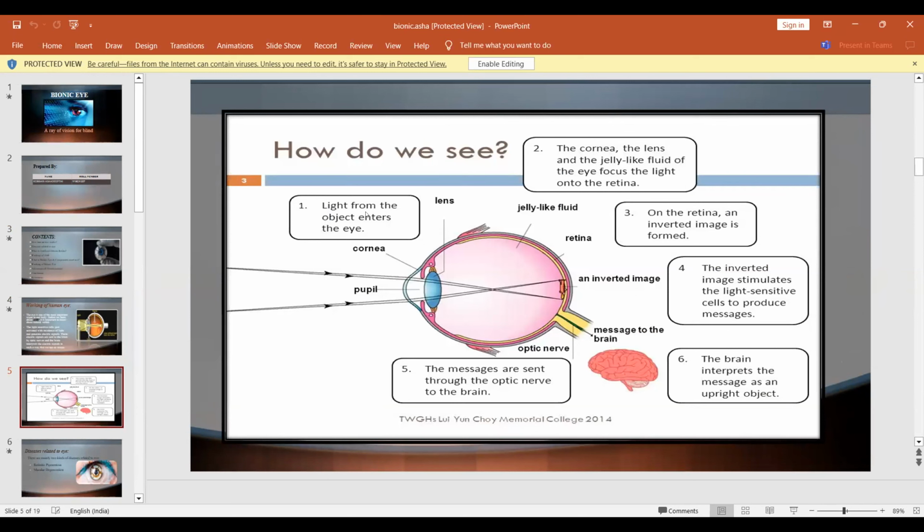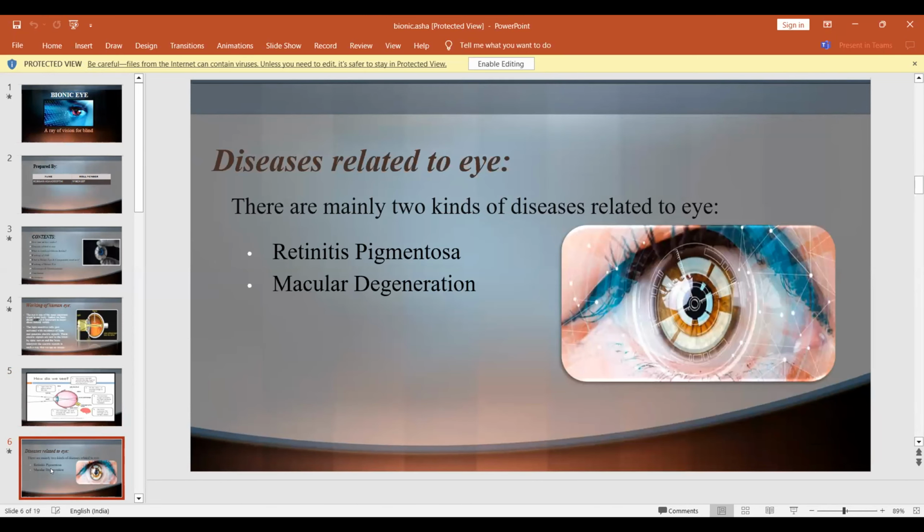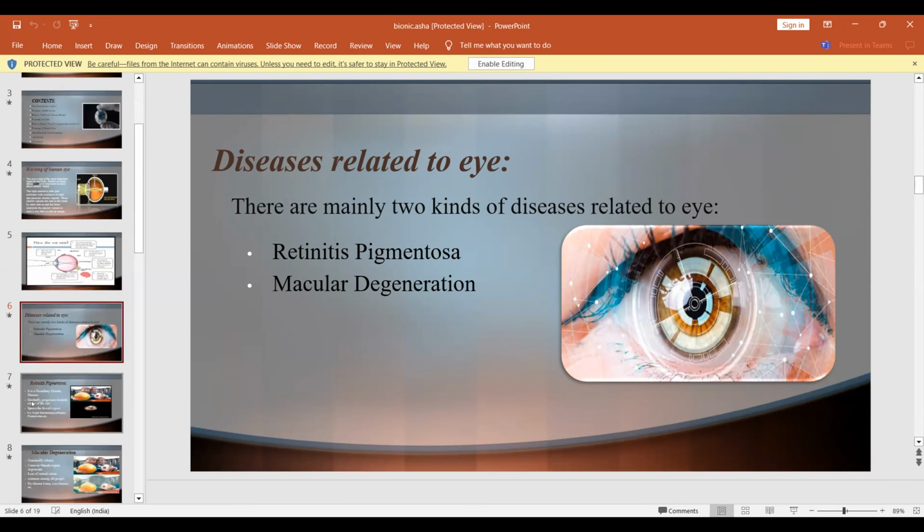As I said, the light from the object enters the eye and falls on the retina with the help of the lens. After that, an inverted image is formed, which stimulates the light-sensitive cells to produce image messages to the brain. The main diseases we face with the eye are retinitis pigmentosa and macular degeneration. These two are the major diseases of our eye.